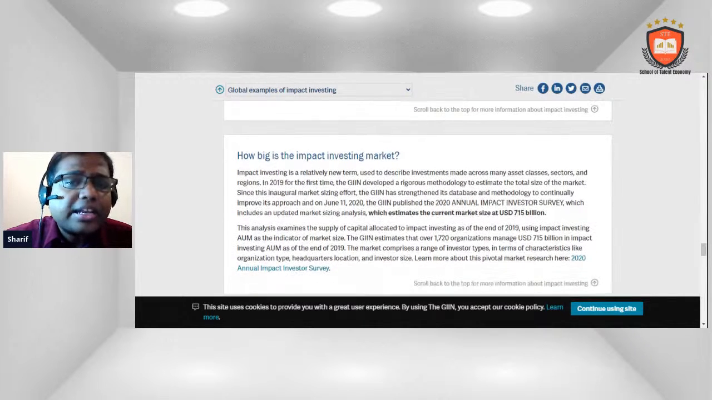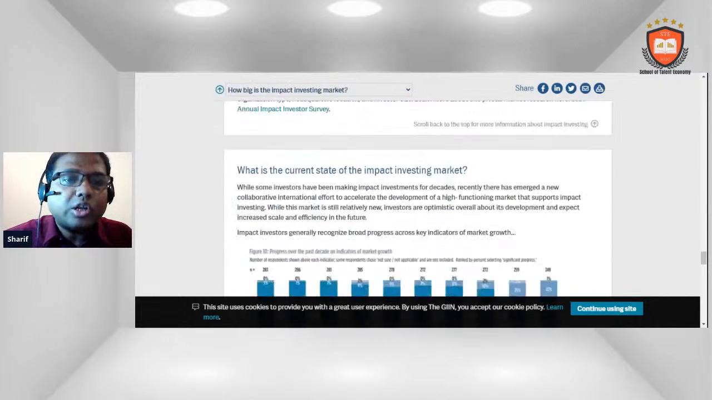So how big is the impact investment market? It is $715 billion. Impact investment is a relatively new term used to describe investments made across many asset classes, sectors, and regions. In 2019, for the first time, the GIIN developed a rigorous methodology to establish the total size of the market, the inaugural market sizing effort. The GIIN has strengthened its database and methodology to continually improve its approach. And on June 11, 2020, the GIIN published the 2020 Annual Impact Investor Survey, which includes an updated market size analysis, which established the current market size as US$715 billion.